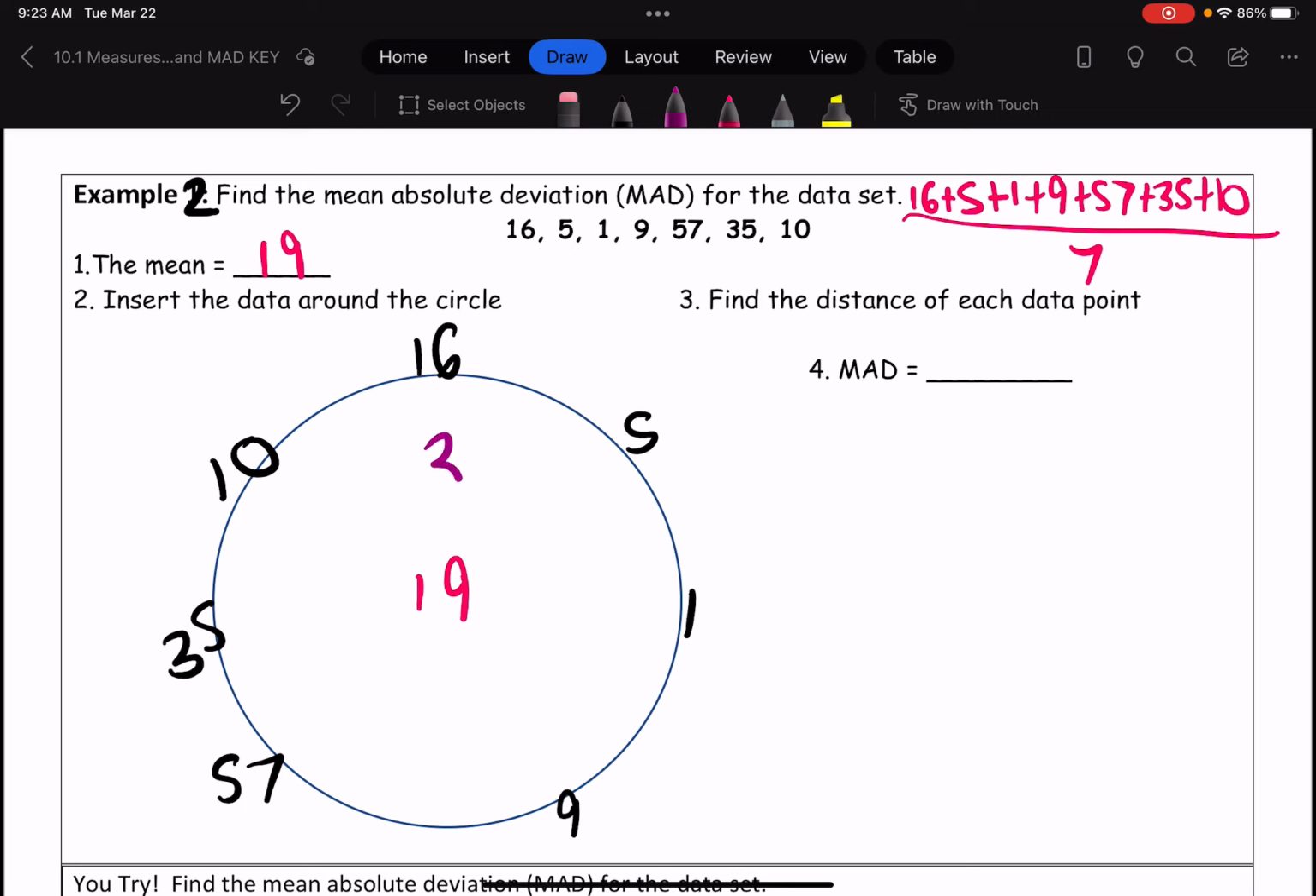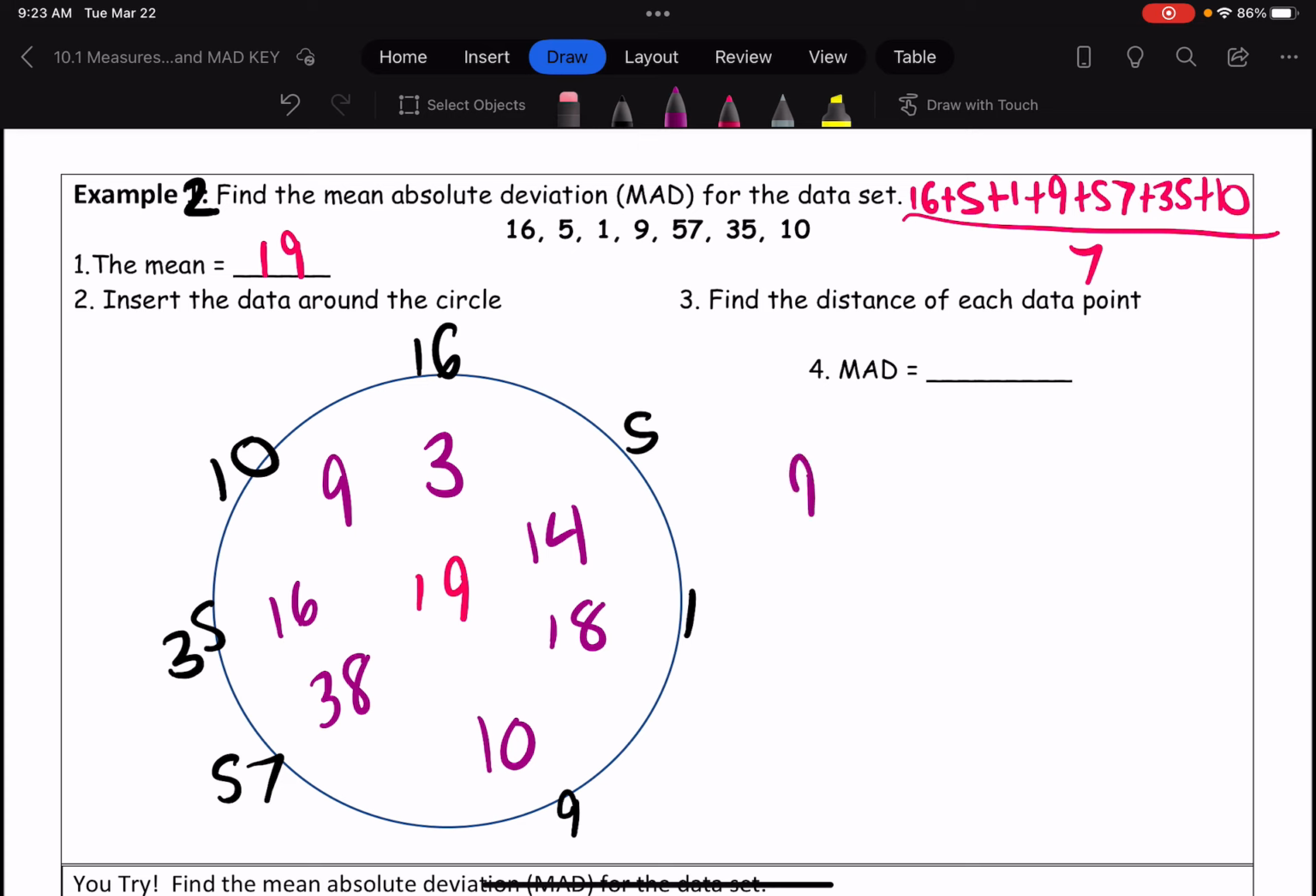19 minus 16 is going to give me 3. 19 minus 5 will give me 14. 19 minus 1 is 18. 19 minus 9 is 10. Then I'm going to do 57 minus 19 to give me a distance of 38. 35 minus 19 will give me a distance of 16. And 19 minus 10 will give me a positive distance of 9.